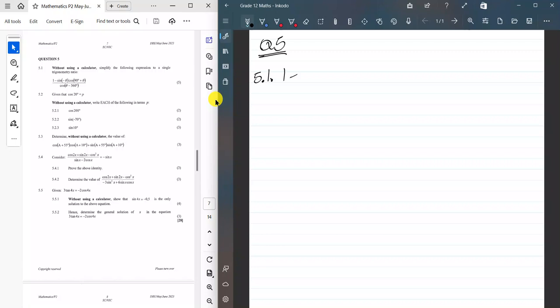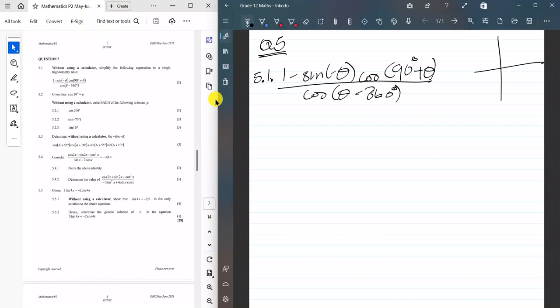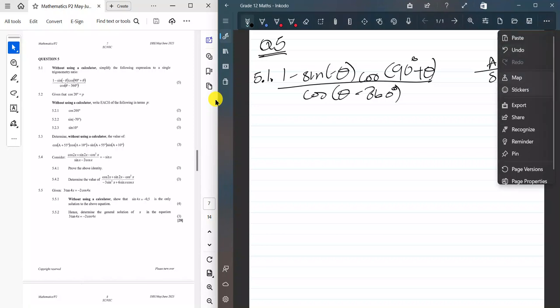This is 1 minus sine of negative angle theta, multiplied by cos of 90 degrees plus theta, all over cos of theta minus 360 degrees. Now, here's the thing. When you are doing such questions, you remember the CAST diagram: All Students Take Coffee, right?